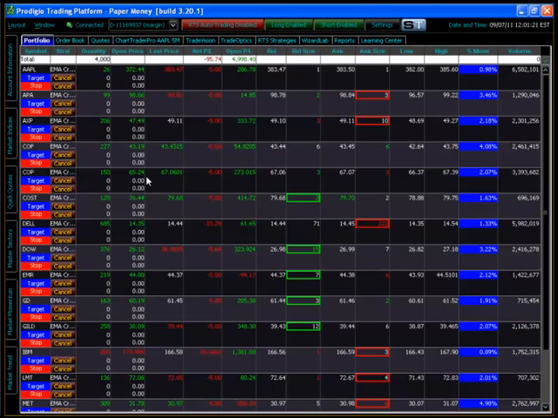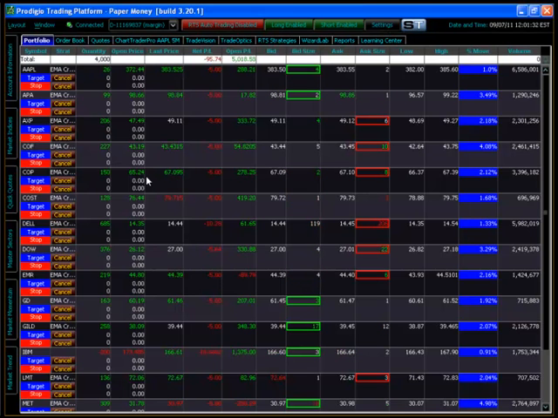So right here I've got just a paper money trading account. This has a bunch of positions on. These positions are tied in directly with my thinkorswim trading account, so all of the activity on the one shows up on the other. It all clears against the same account.